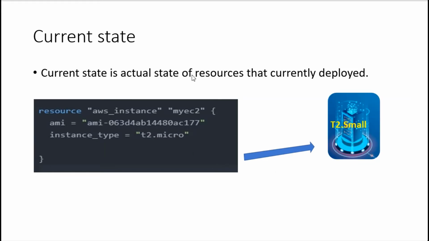Unfortunately, if you see here, this is my Terraform configuration, T2 micro, and this is the actual state of my EC2 machine. Someone has changed my EC2 instance type from T2 micro to T2 small. There are multiple team members working, so due to some utilization issue they have modified it. But whenever you do any activities on your own in the console, that won't replicate in your Terraform desired state. So that we will call the current state.